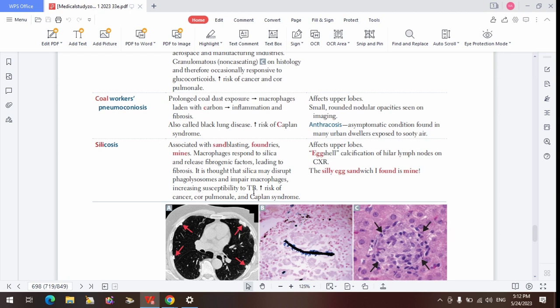So they can have pulmonary fibrosis, which can cause heart failure. That pulmonary fibrosis can progress to developing lung cancer, and at the same time, they can have Kaplan syndrome, just like we've said for all of them. What is the clincher for silicosis? The clincher for silicosis is presence of the eggshell calcification within the hilar lymph nodes. Once you see that statement, that is silicosis. You are going to have eggshell calcification in the hilar lymph node.